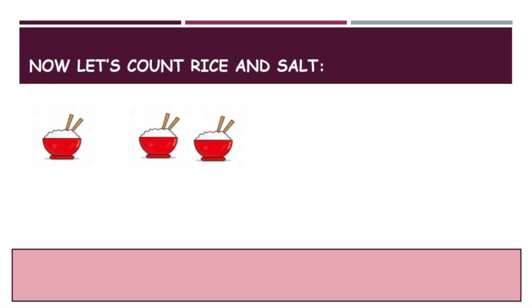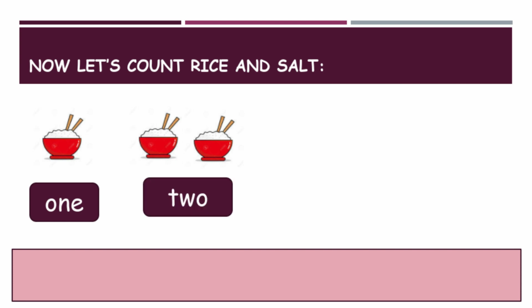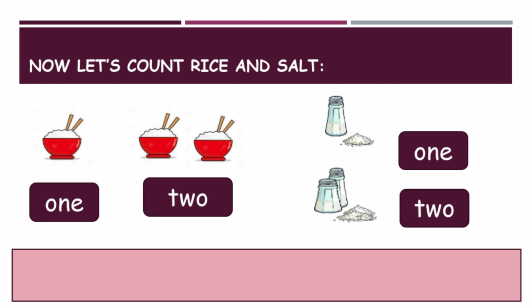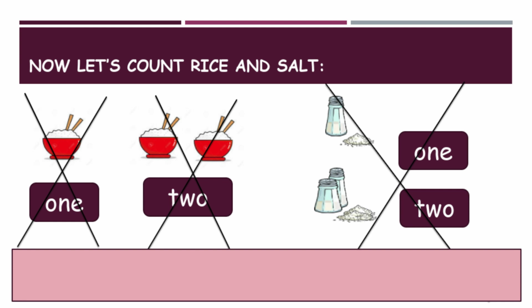Now let's count again. We have rice, and afterwards we have salt. Let's count. Can you count with me? 1 rice, 2 rice. Good, okay. Now let's move on. Now we can say 1 salt, 2 salt. Now let me tell you, if you said what I said right now, I'm so afraid that you're so wrong because we cannot count rice or salt.